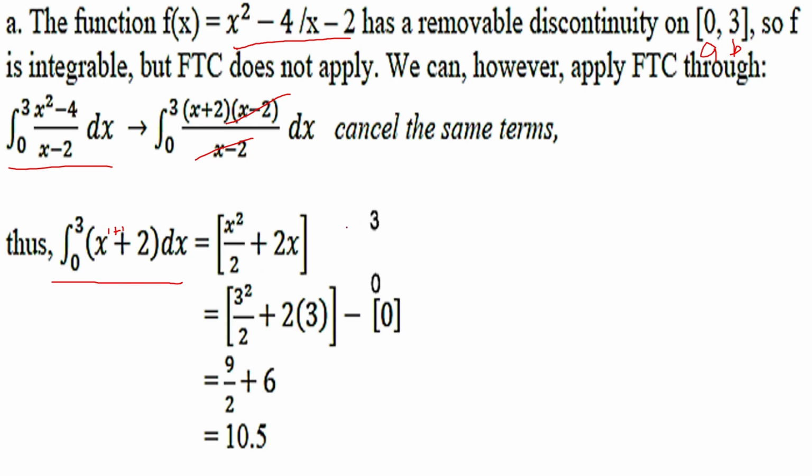It will be x squared over 2 plus 2x. So you will just substitute the value of b and a. So you will be having f of b minus f of a. So therefore, we will make it 3 squared over 2, it will be 9 over 2 plus 2 times 3 is 6, minus 0, because 0 squared over 2 will be 0 already. So 9 over 2 plus 6 will be 10.5. So therefore, your answer is 10.5.